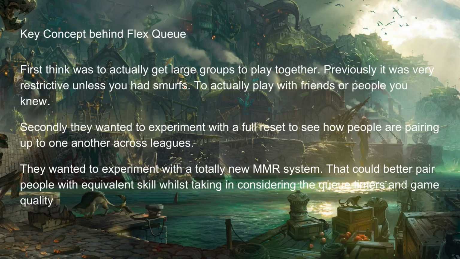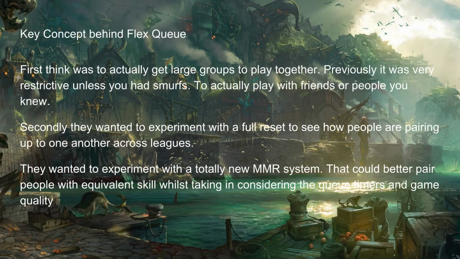And the other concept behind FlexQ was they wanted to experiment with a totally new MMR system, right? Because we've been with the old MMR system. I know it's been changed once, and I think they're trying a new MMR system that could better pair people with equivalent skill whilst taking into consideration the queue timers and the game quality. Now, these are the two biggest issues that we face in League of Legends, and I think Riot's actually taking a step forward.